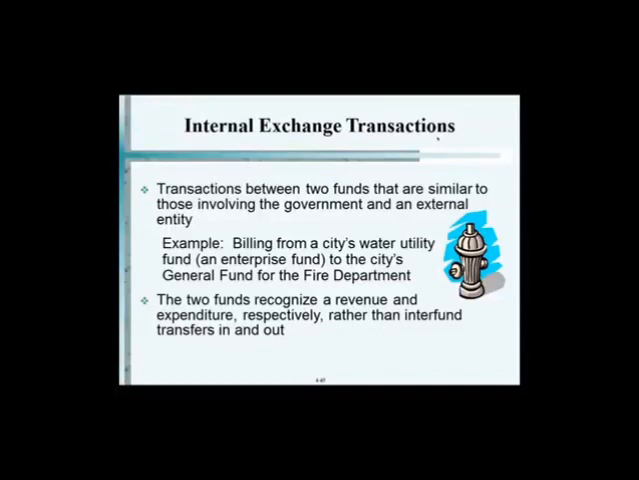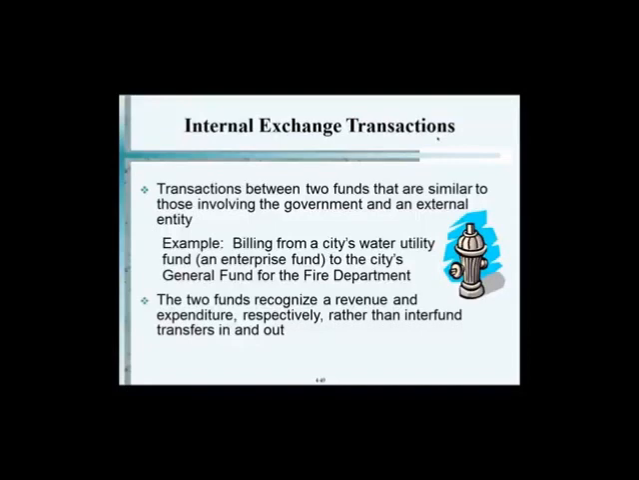An internal exchange transaction, for instance: our government operates a water utility. The city hall has to get water from somewhere, so it buys it from its own utility. The utility supplies the water and sends a bill to city hall. The city hall doesn't say, hey, you are a utility of the government, I'm not going to pay you. No, they recognize that as an expenditure, and the utility recognizes that as a revenue. And this is an internal exchange transaction between one arm of the government and another. Okay? And this is what you see here.